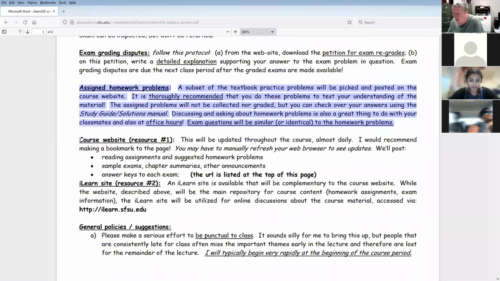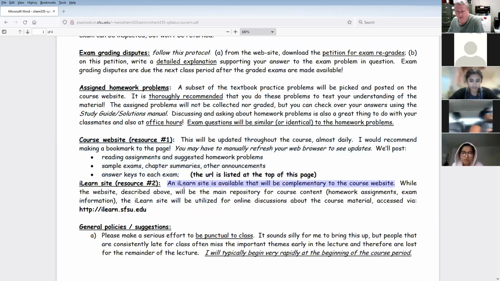Also, like I said, we have the course website, which is my external website. Just make a link to that on your phone or computer or whatever. We use iLearn, but not as much as other people do in courses. The main use of iLearn is going to be for discussion forums, which I think is underutilized. You guys should really ask questions on iLearn. I think it also lets students sort of help each other out.